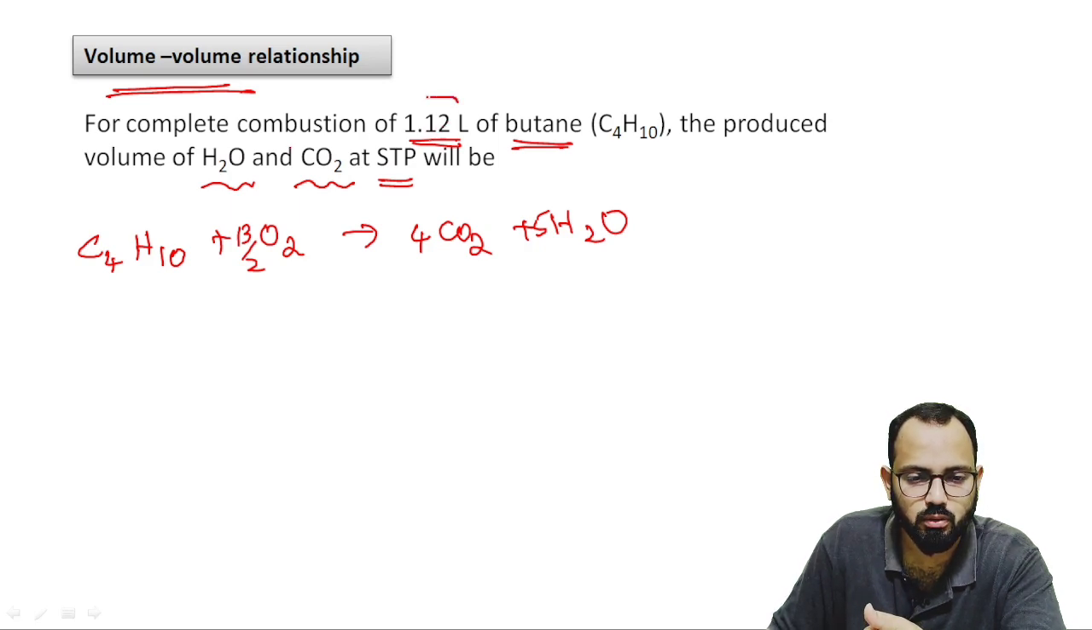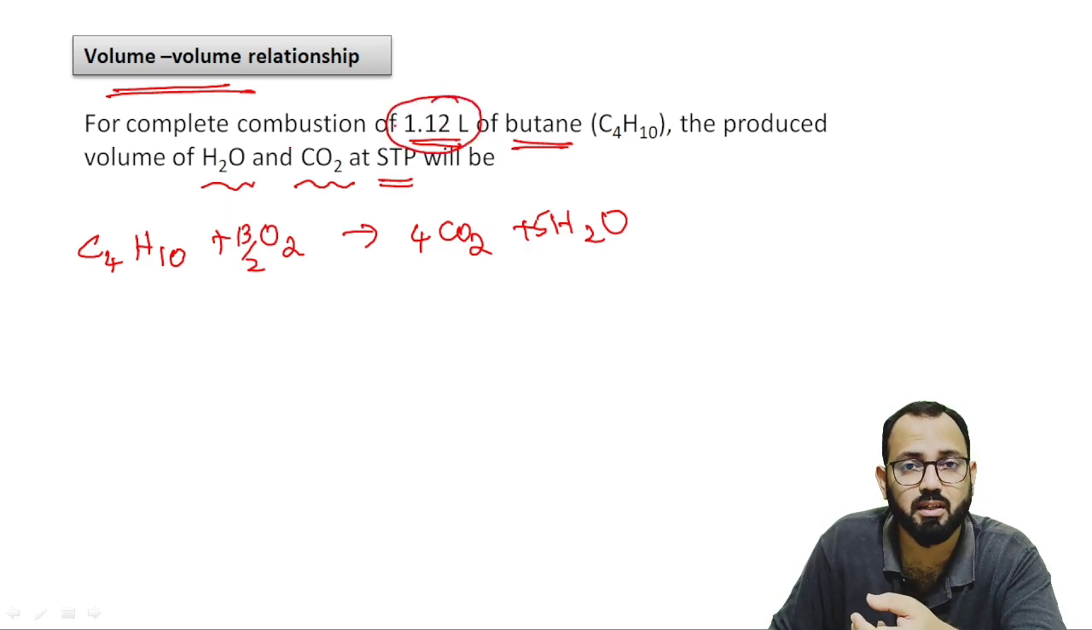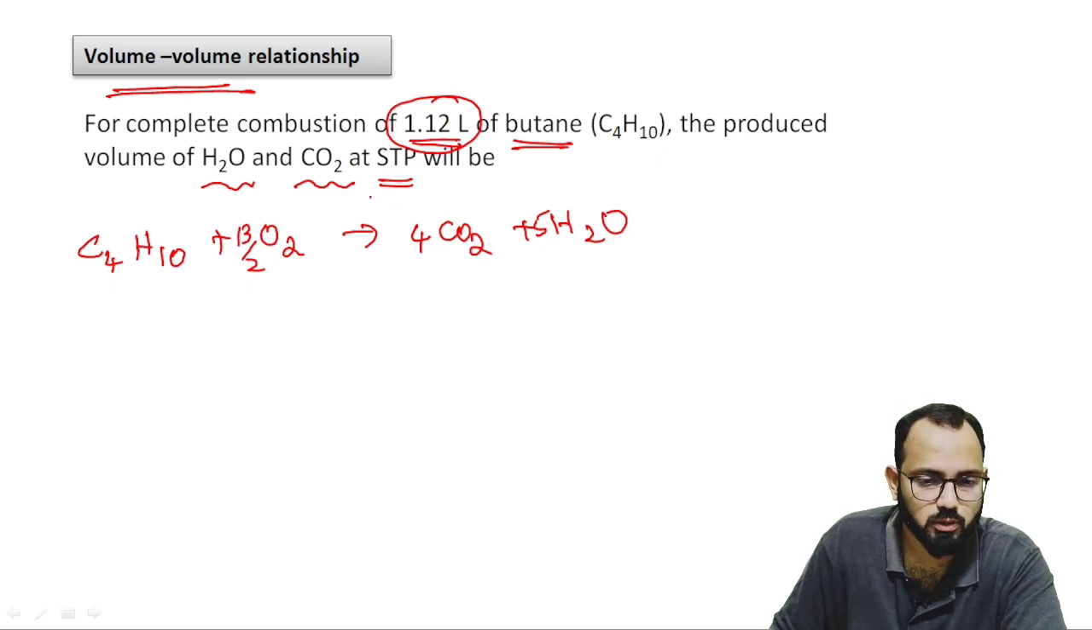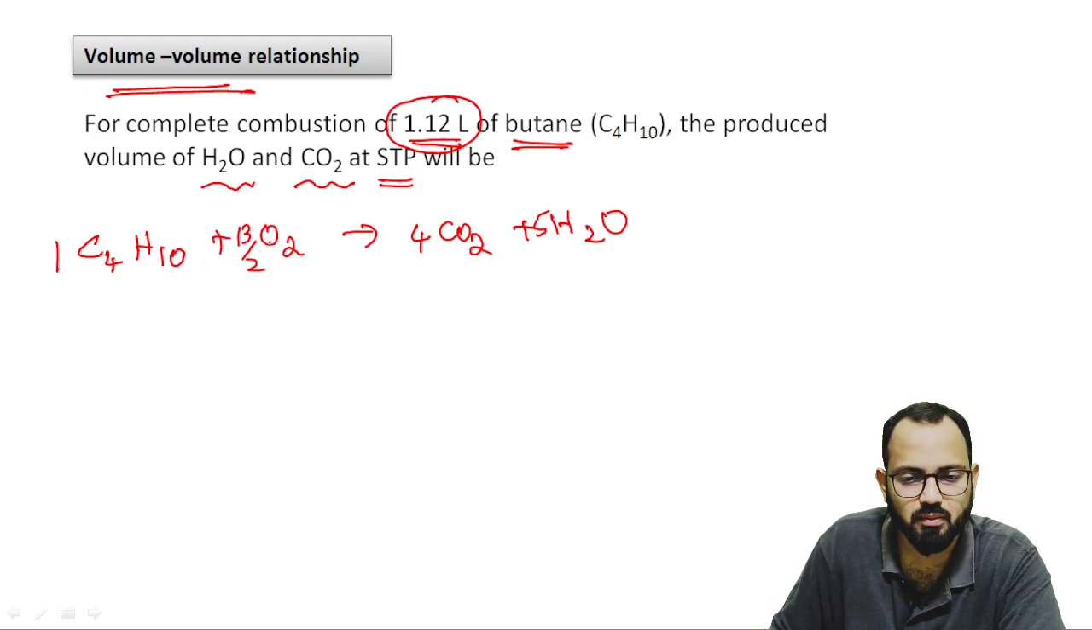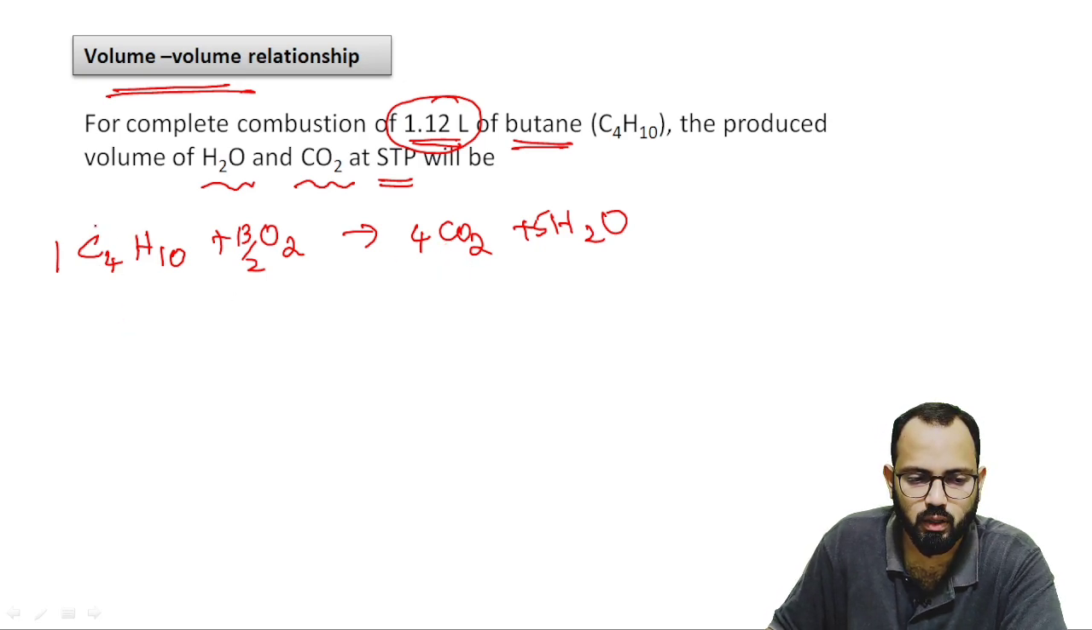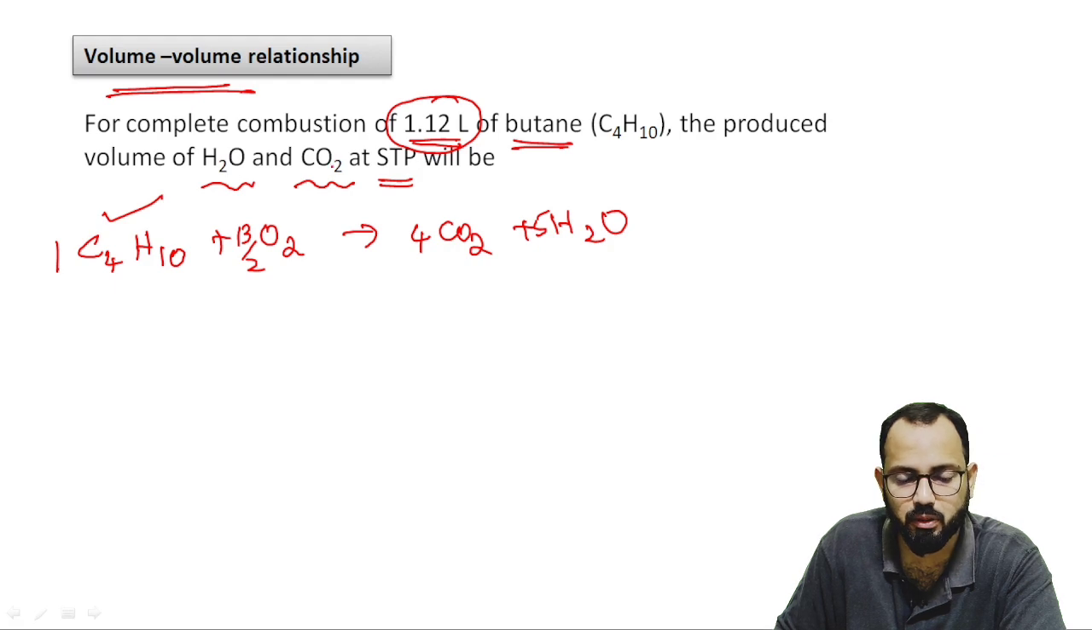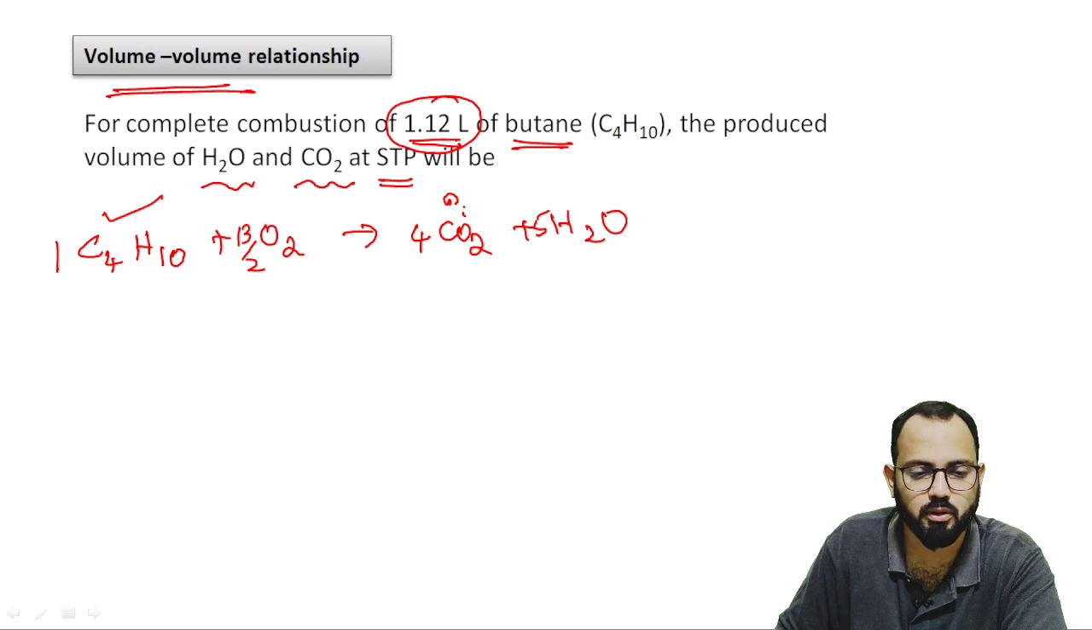If it is volume, we can directly equate the volume, right? So here 1 mole of C4H10 is reacting with 13 by 2 of oxygen, giving you 4 carbon dioxide. They are asking for the carbon dioxide as well as H2O. First I'll go with the carbon dioxide, then we can find out the H2O. So from butane I have to know the amount of carbon dioxide formed.